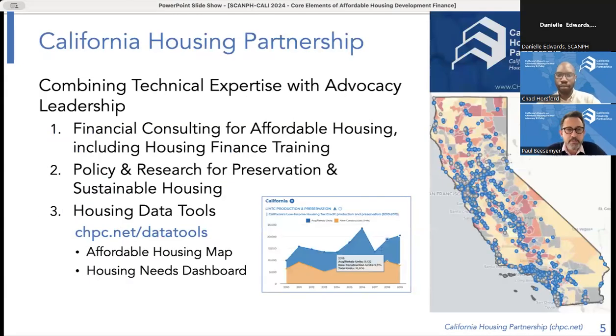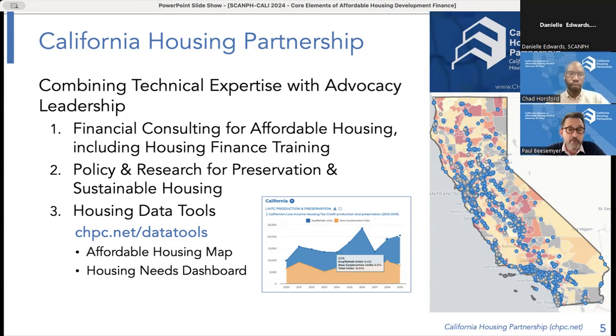So what that really means is we are a California-focused nonprofit who was actually chartered by the state legislature back in the late 80s. And I think the best elevator pitch is that the partnership is a think and do tank. And what do we do? We provide financial consulting services for affordable housing, including trainings like these. That's what Chad and I and our colleagues on the finance team do day to day.